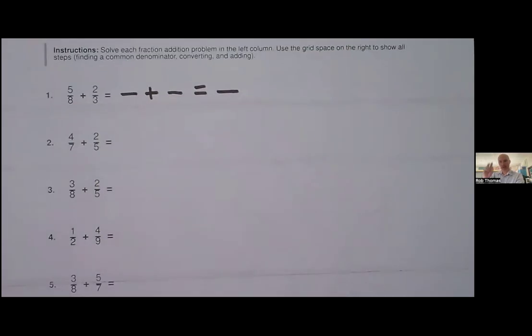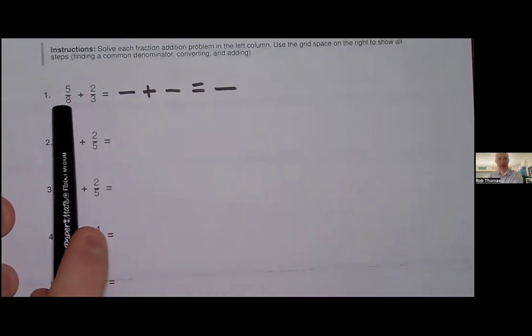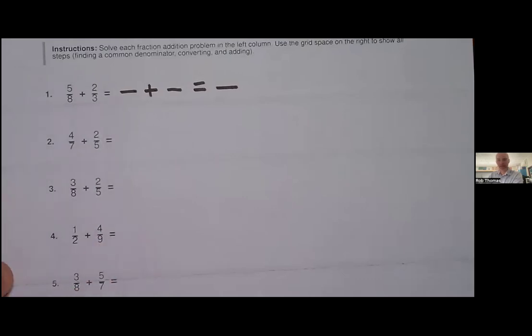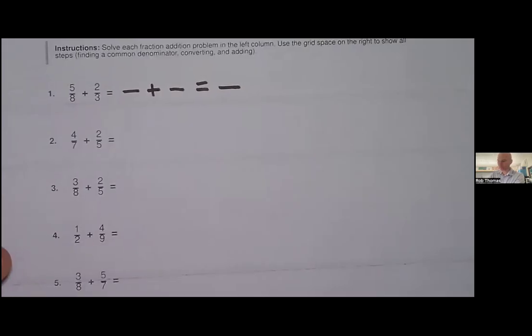Okay, now step two, let's figure out the denominator that's going to go on the bottom of all those fractions. Remember, denominator means the bottom of a fraction. So in this case, the denominators we have are 8 and 3, but they are different. We want that denominator to be in common of the two fractions we're adding, so we call that a common denominator.